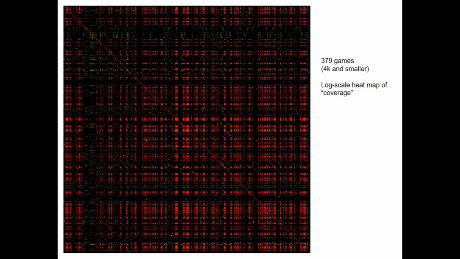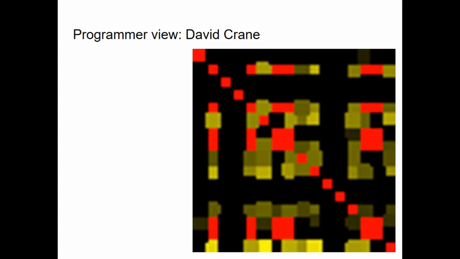But while there's not a lot of things to see here, we can ask the same question with this system at different levels of granularity. David Crane was the programmer of Pitfall, and this is the same heat map, but looking at just his games. And you'll notice there's a lot more yellow here, and it's a lot more intense. So it's very likely that the practice, at least in his case, of code reuse was a lot more prevalent.